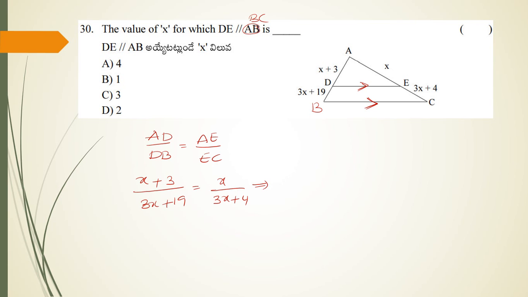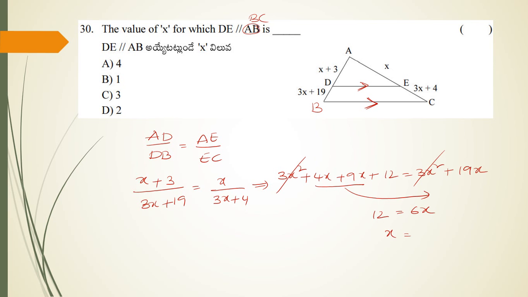On simplification, what am I going to get? When I cross multiply, this becomes 3x square plus 4x plus 9x plus 12 is equal to 3x square plus 19x. Now on both sides I can cancel out 3x square. Now 9x plus 4x is 13x. When I transpose 13x, 19x minus 13x is 6x. So 6x is equal to 12. So clearly x is equal to 2. So the answer is x is equal to 2.